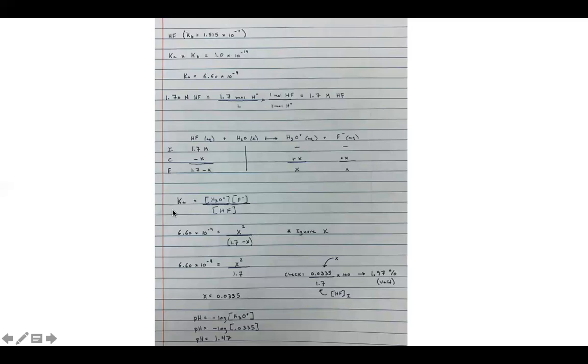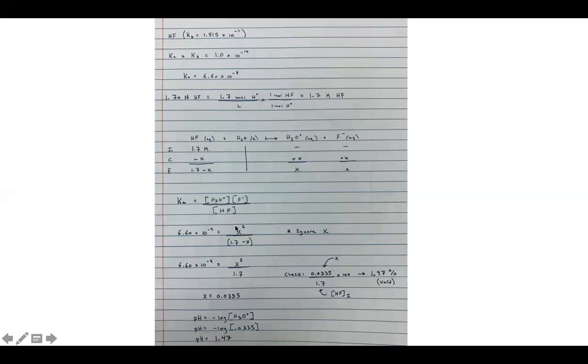Okay, and so our Ka, or our acid dissociation constant, will be equal to the concentration of hydronium times the concentration of fluoride divided by the concentration of reactant, which is hydrofluoric acid. So what I do here is I plug in my value for Ka that we found above, and this is going to be equal to the concentration of our products, which was x times x, which is x squared, divided by our concentration of HF, 1.7 minus x, right? Notice that I'm plugging in my equilibrium concentrations here.